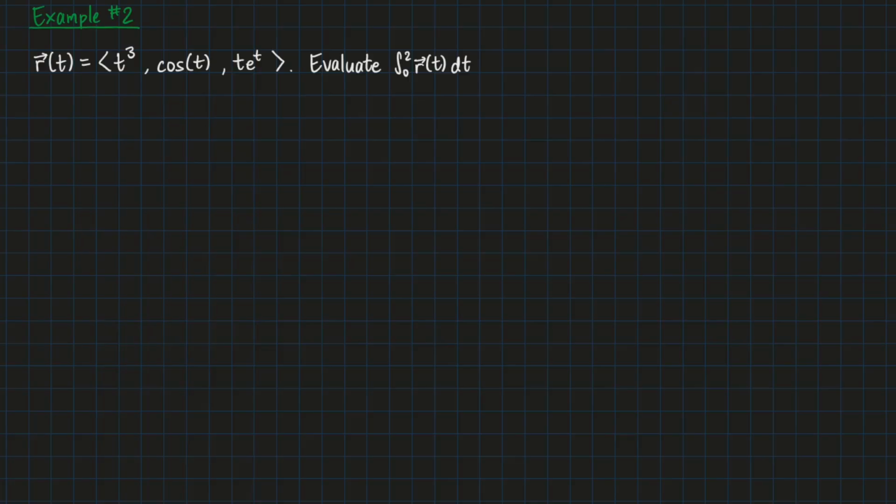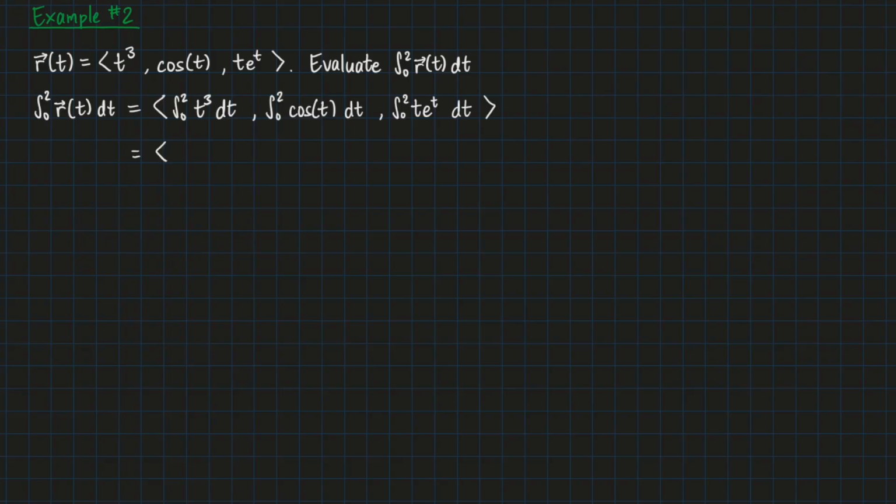For example 2, we're given r of t, and we want to evaluate the integral from 0 to 2 of r of t with respect to t. So first, I'm just going to write out the integral within each of the components. We have the integral of t to the third power. That's going to equal 1/4 times t to the fourth, and then we want to evaluate the integral from 0 to 2. Next, the integral of cosine of t is sine of t. We evaluate the integral over the same interval.